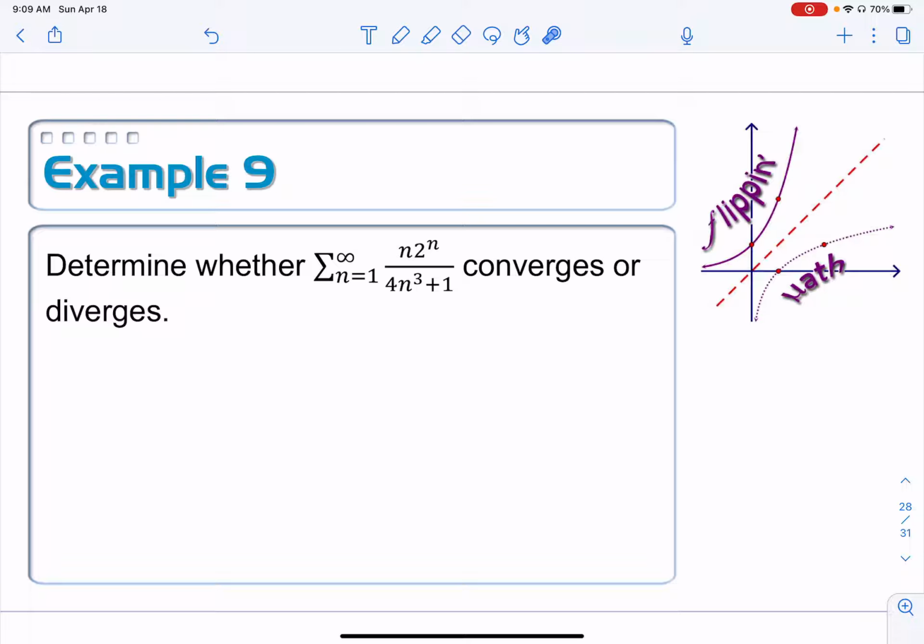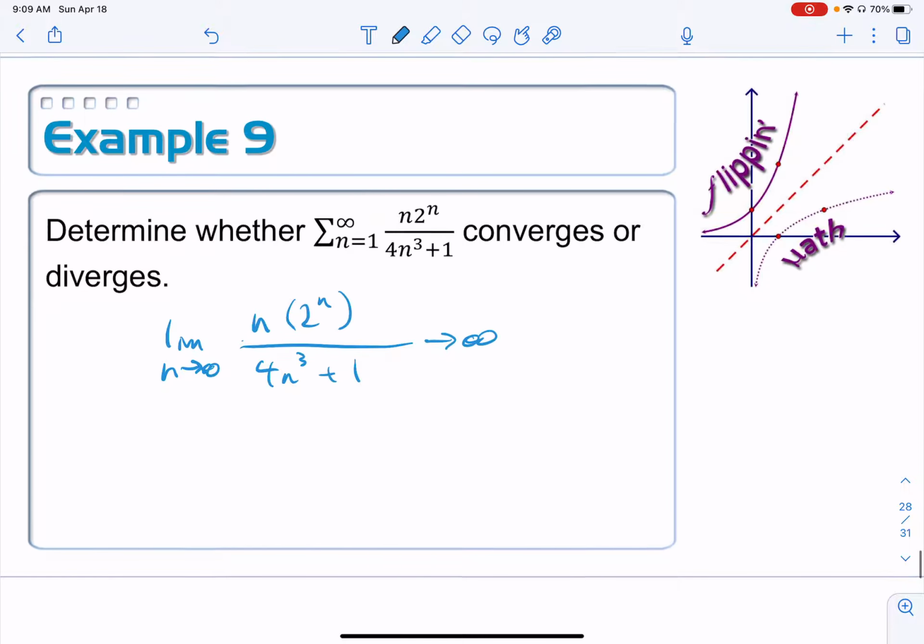Well, what if I just did this? I took the limit as n goes to infinity of n times 2 to the n over 4n cubed plus 1. Well, I'm pretty sure that this thing right here is more powerful than all of this other stuff right here. This thing is going to shoot off to infinity here, which means that this diverges by the nth term test for divergence. That's what it seems like to me. Okay, so I would pretty much stop there and say that that thing diverges.